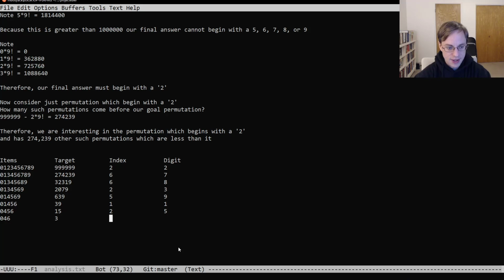We're now subtracting multiples of 2 factorial. That is just 2, and there's just 1 of those. And so that gives us the digit 4. We subtracted 1 times 2 factorial. That leaves us with 1. Now we're subtracting multiples of 1 factorial. There is just 1. And so the index of 1 gives us digit 6. That leaves us with a lone item of 0, a target of 0, an index of 0, and a digit of 0.